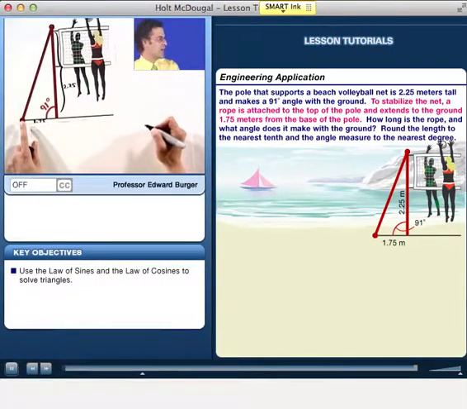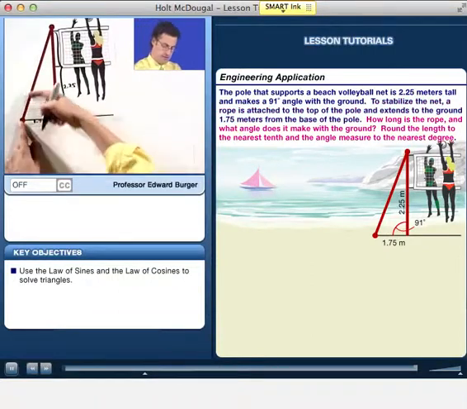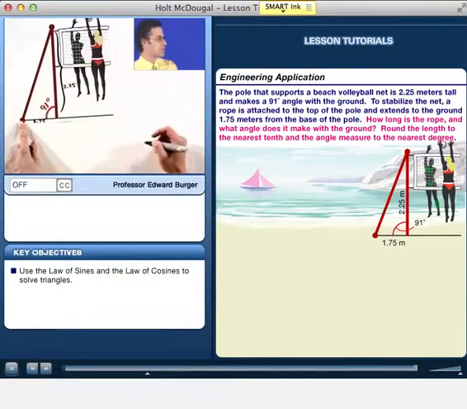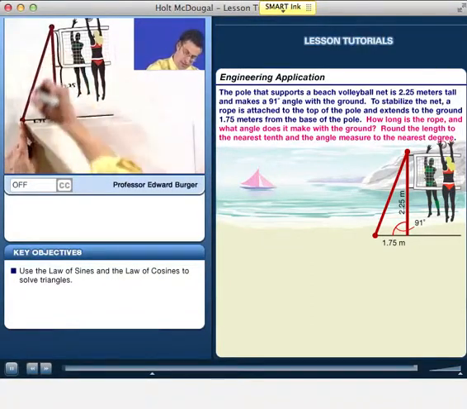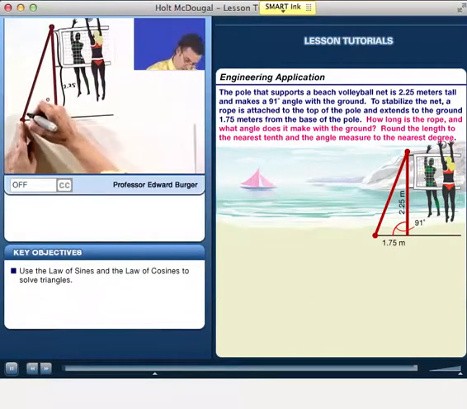And the question is, how long is the rope? So how much rope are we going to use for this piece right here? How long is the rope? And what angle does it make with the ground? So how long is this? What's the length of this side of the triangle? And also, what's this angle right here?